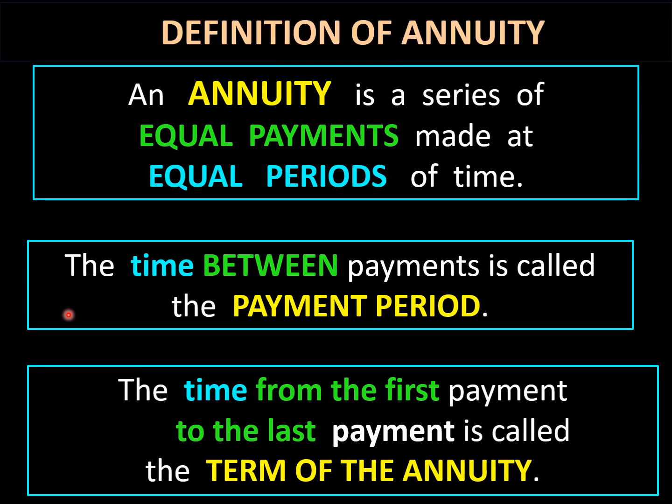So let's say you have monthly payments, so that will be the payment period. But you're going to have it for 5 years, and 5 times 12 would be 60. That will be the term of the annuity. The term of the annuity would be 5 years, which actually means it's going to be 5 times 12. They're going to be 60 payments.